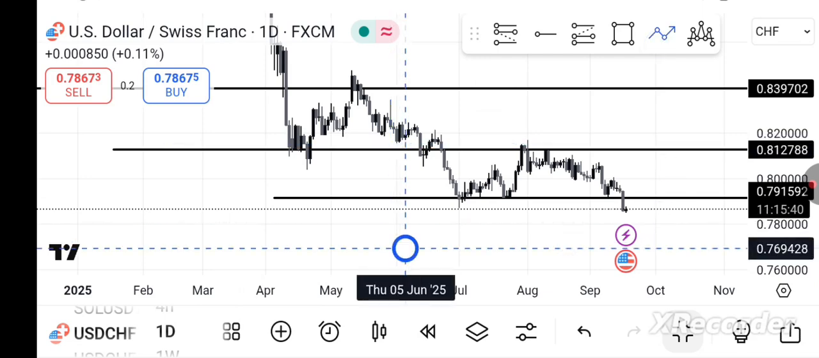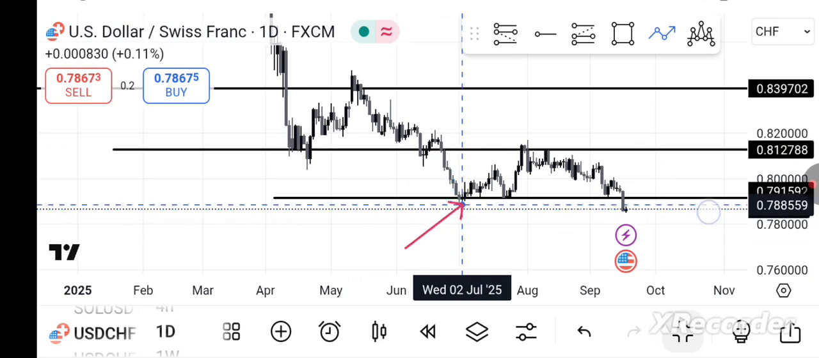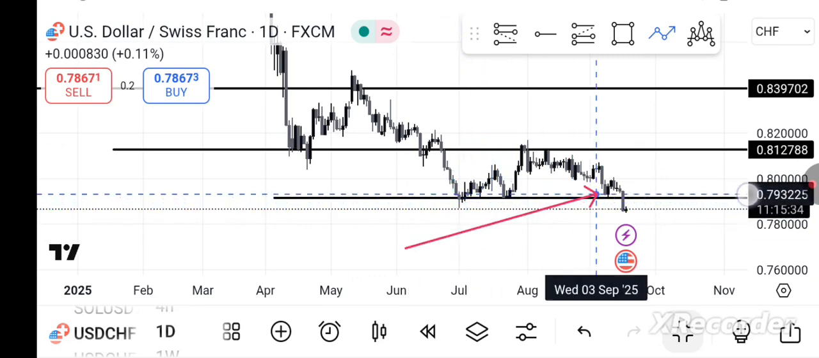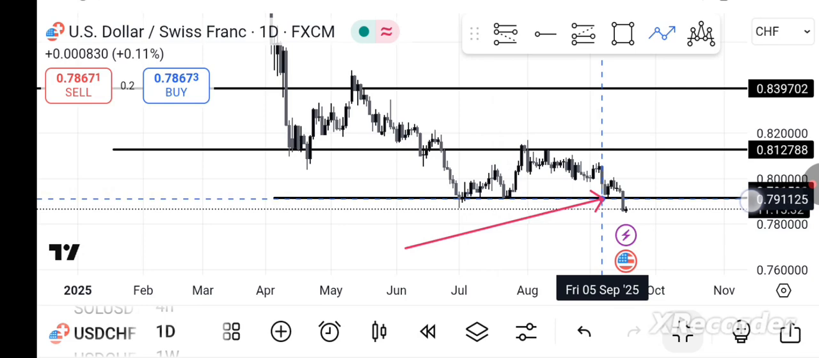This is the first touch, the second touch, while the third touch here. And the market did what? The market broke below, turning that support automatically to what? Automatically to resistance because the market has broken below. Do you understand? So what are we waiting for right now?